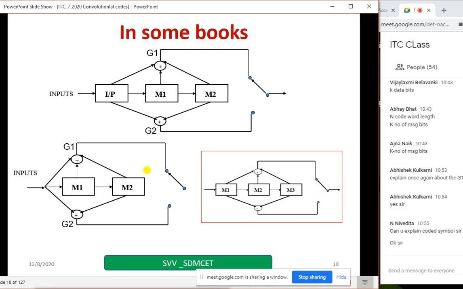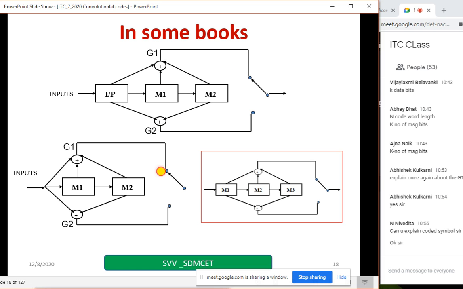In many books they use a different style. For example, in some books they write input M1, M2. In some books they write M1, M2, M3. And in some books they won't write a block here, simply they write input. All are same. Sometimes there is no gap between these two. They won't put an arrow mark, they put a straight line. I think there also it is the same.